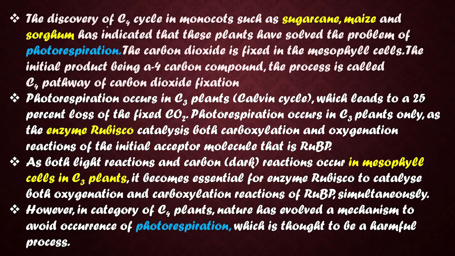The C4 cycle was discovered in monocots such as sugarcane. There are differences between C3 plants and C4 plants. The plants conducting the C3 cycle are called C3 plants. The plants conducting the C4 cycle are called C4 plants. C4 plants are monocots such as sugarcane, maize, and sorghum. These plants have solved the problem of photorespiration.